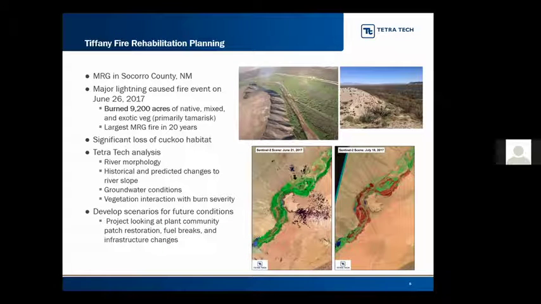So yeah, the next use case here is down in Socorro County again. This is the work we did for the Sierra Soil and Water Conservation District. So the Tiffany Fire, for folks who don't know about it, was a really big fire event. It was a lightning caused fire that burned over 9,000 acres, burned a lot of tamarisk. This was a tamarisk infested site.